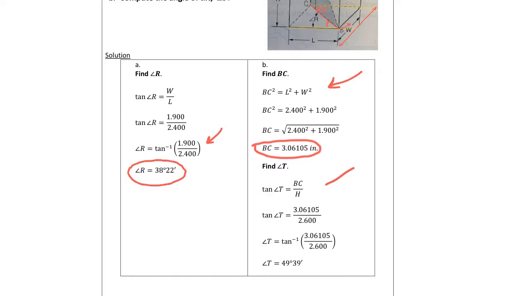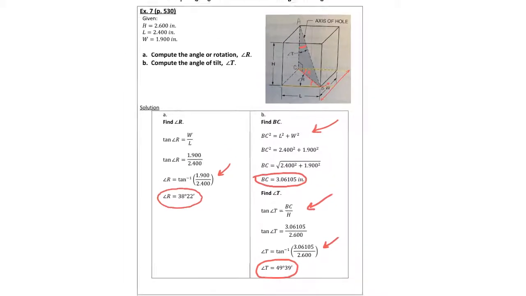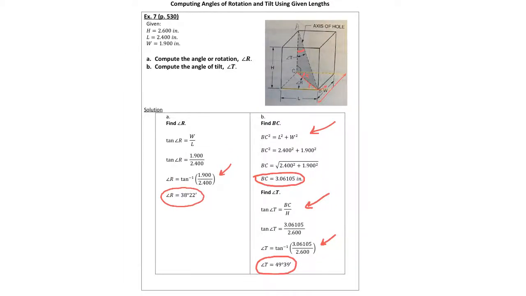The tangent of this angle is the opposite side BC divided by the height h. Replace BC with 3.06105 and h with 2.6. Then to find the angle, take the tangent inverse of this expression, and we will get that the angle of tilt is 49 degrees and 39 minutes. So this was exercise 7 on page 530.